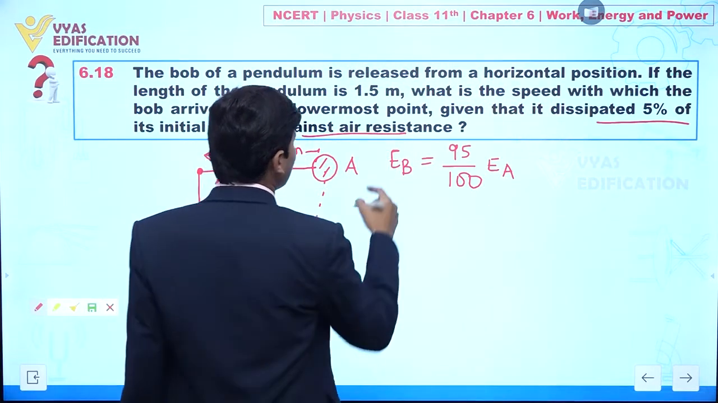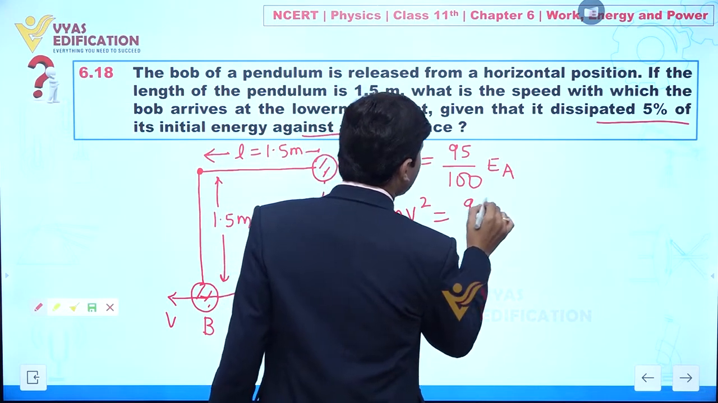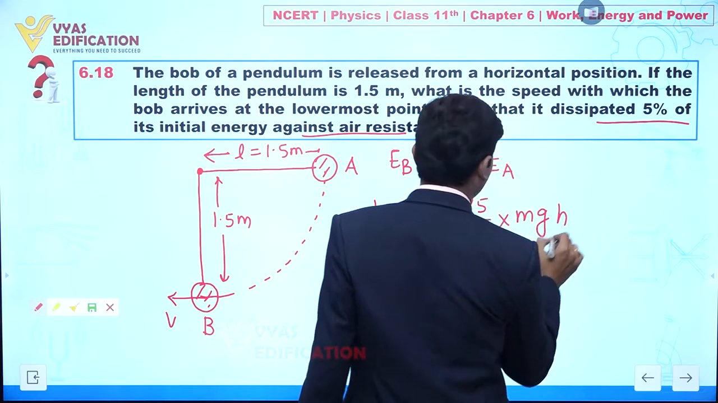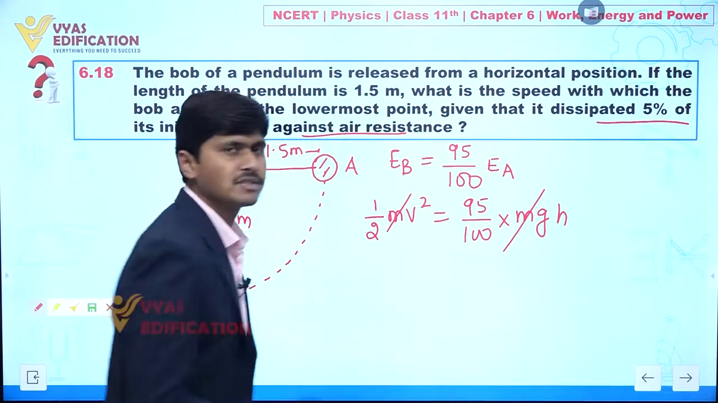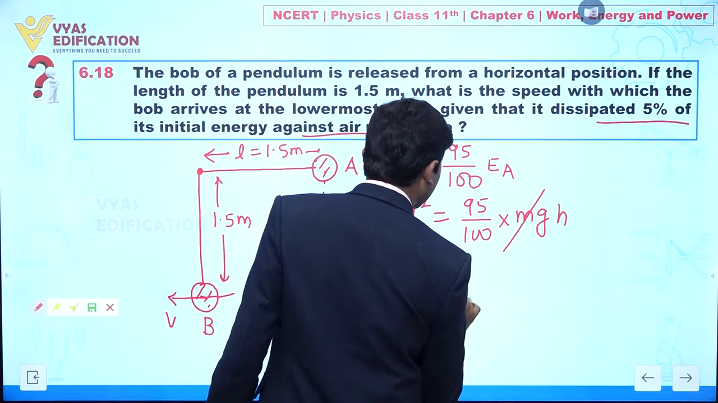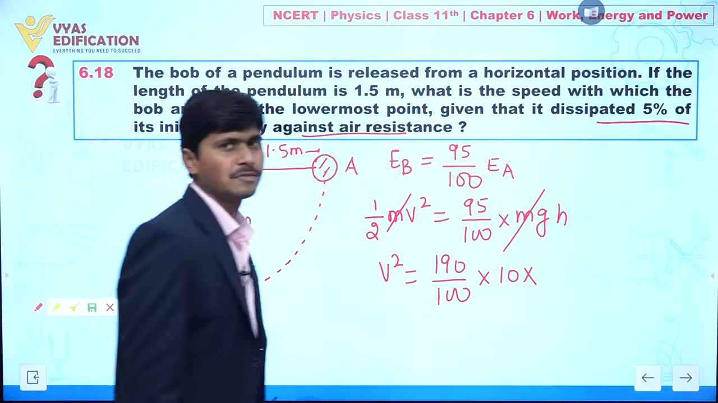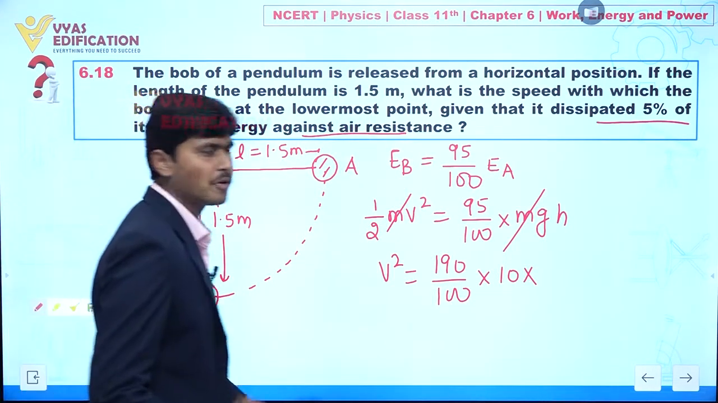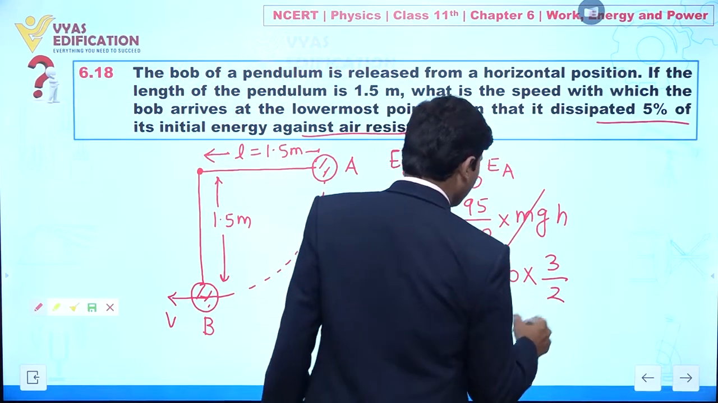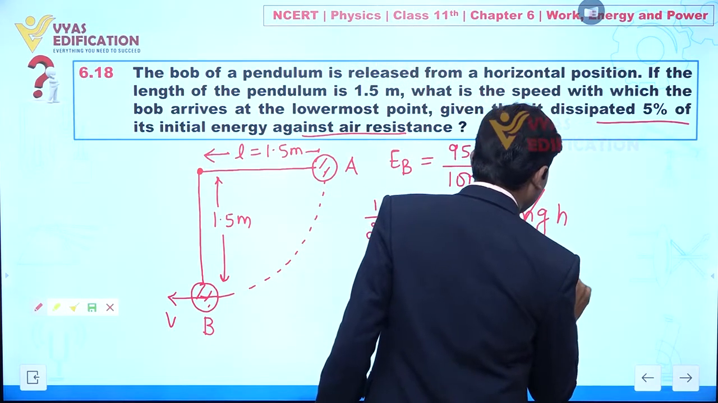So now we can say half of m v square times 95 by 100 is equal to mgh. The m and m cancel out. So from here v square is 190 by 100 multiplied by g. I am taking g as 10, and the value of h is 1.5 meter, or 3 by 2. Clear? Or you can also write it as 1.5.